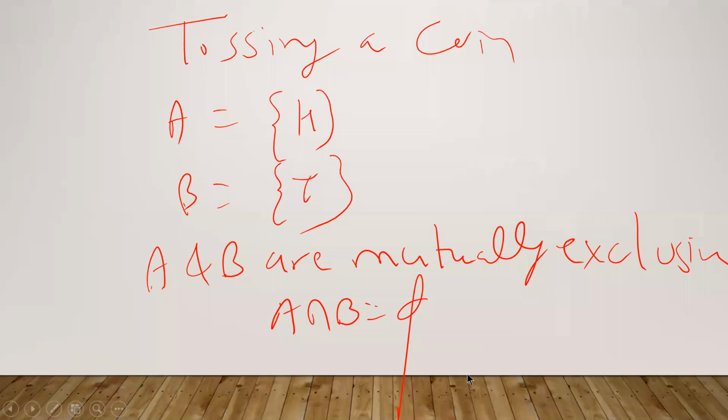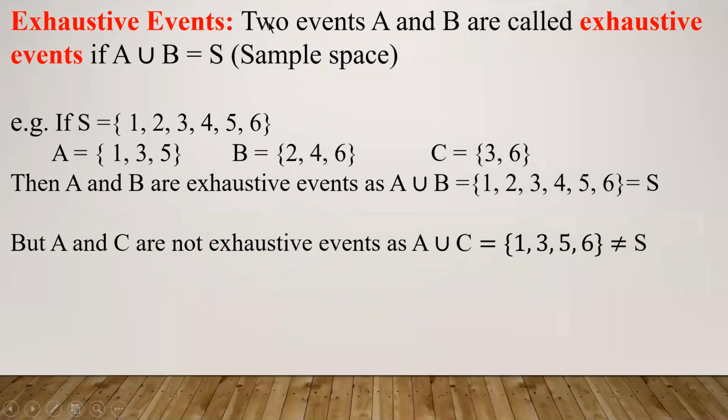Now the second one, exhaustive events. Two events A and B are called exhaustive events if you unite them together, A union B, and you get the entire sample space. Means if you have combined them, combining meaning union, A union B, then you get the entire sample space. That means you get all the possible results of the experiment. Then such two events are called exhaustive events. Let us see the example.